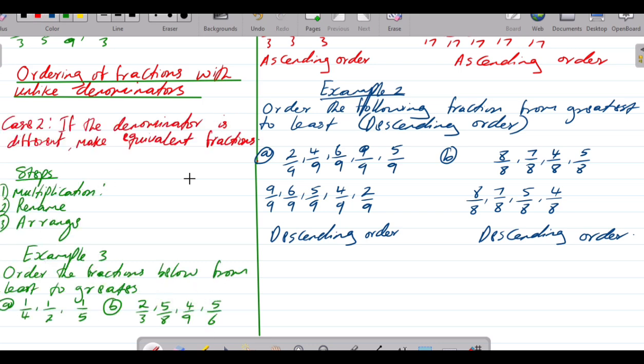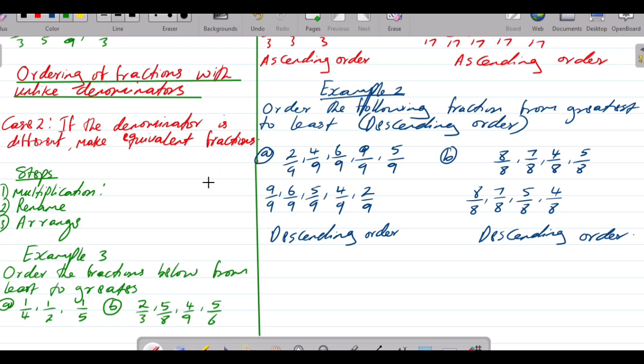So the case 2 of ordering of fractions says that if the denominator is different, then you make the fractions equivalent. Now, before you solve this question, there are some steps that we need to consider. First step is multiplication. So you have to use your multiplication to find the LCM of the denominators given to you. After finding the LCM, then you rename each fraction using the common multiple. The next thing you need to do is to rearrange your fraction either in ascending or descending order.